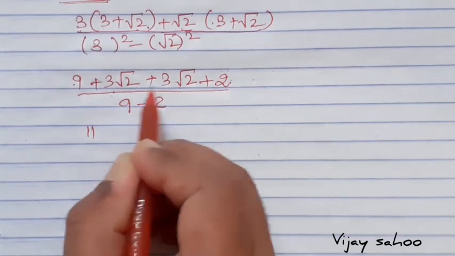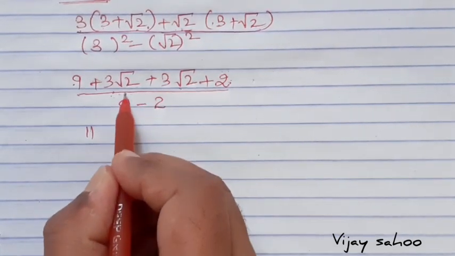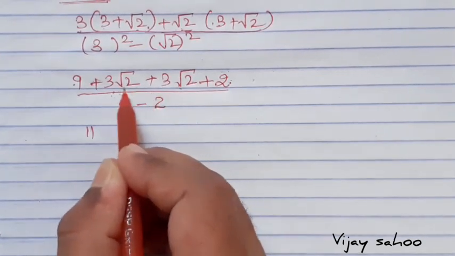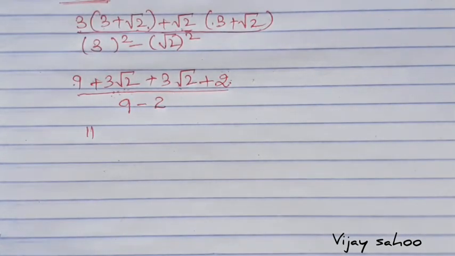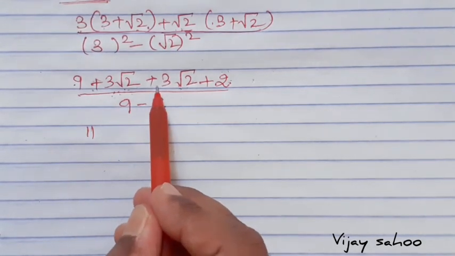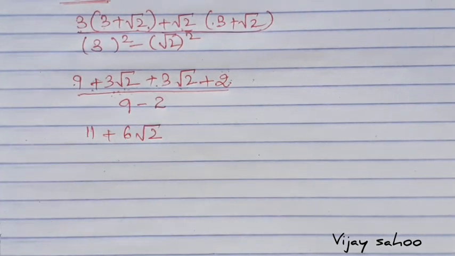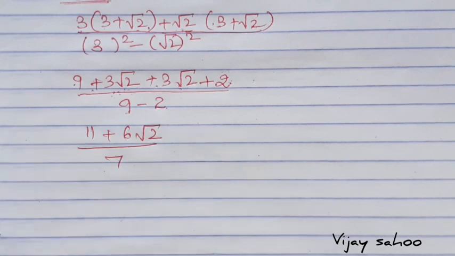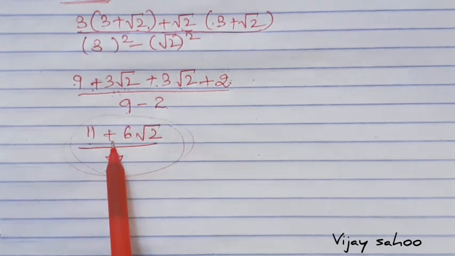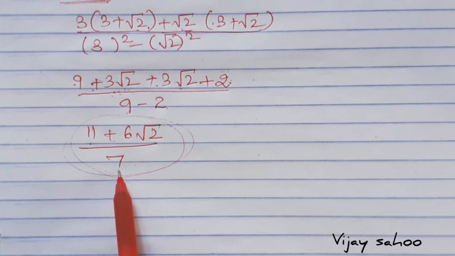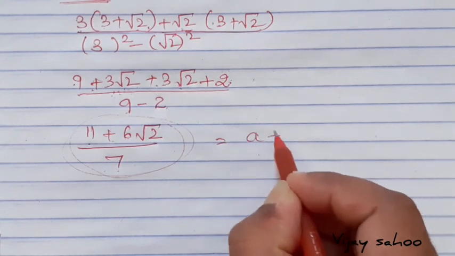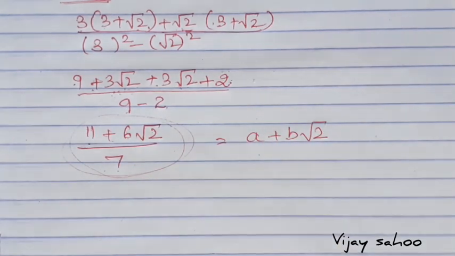3 root 2, 3 root 2. Here addition is possible. Why? Because both the root values are the same. If the root values are the same, then you can add or you can subtract. Here positive sign, here positive sign, so both will be added up. So it will be 6 root 2 upon 9 minus 2, how much is that? That is 7. So you can see that after solving the above, the final value we got is (11 + 6 root 2)/7. In the question, we have to find the value of a and b. The condition given is a plus b root 2.